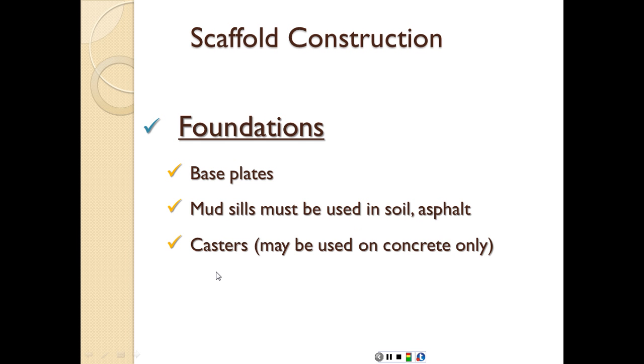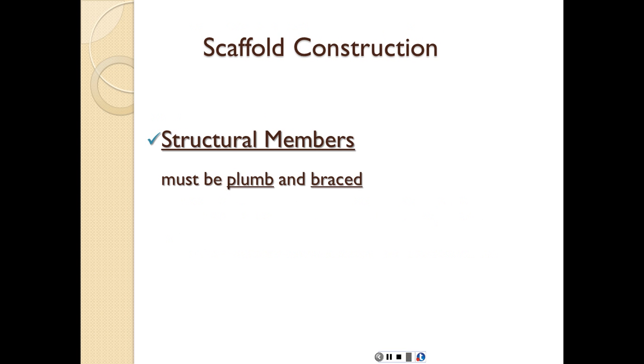And casters. Casters are basically the wheels for mobile scaffolds, and they may be used on concrete only. Concrete, because the concrete is going to have a solid, smooth, level surface, so there are not going to be any bumps that can destabilize a person, for example, standing or working on top of that platform or scaffold. The second part, after the foundations or the legs, the footings at the bottom, are the structural members. They must be plumb and braced, verticality, horizontality, and then braced with cross braces to provide strength for that scaffold.